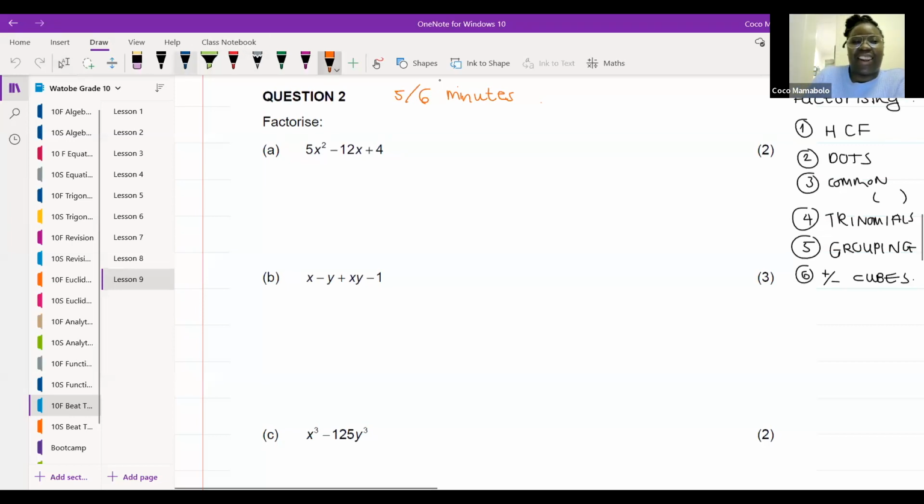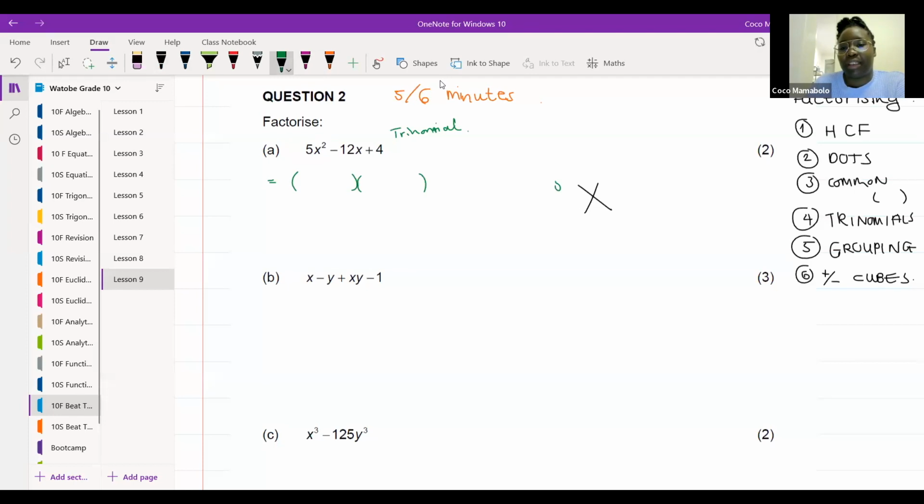Let's get started on the first question over here, guys. If we look at question A, we'll note over here that this is a trinomial. So we need to factorize this as a trinomial. So we're going to open 2 brackets. If you don't know how to use the function on your calculator, I suggest you learn how to do it. It's so much easier. You can do the quick cross method.